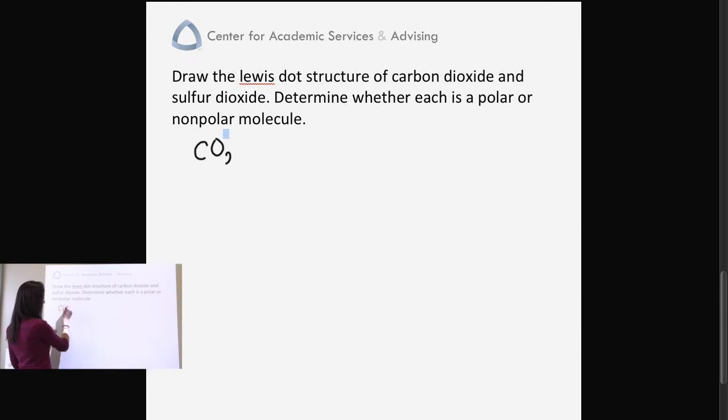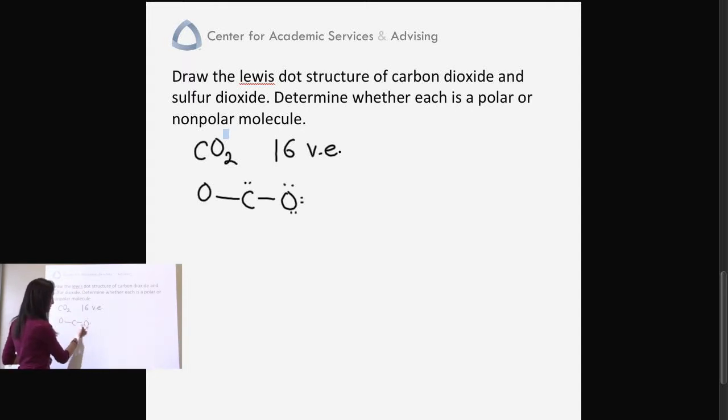So carbon dioxide, the way I do the Lewis dot structure is I start by adding up all the valence electrons in our structure. So carbon has 4 and each oxygen contributes 6. So we have a total of 16 valence electrons in our structure. The next step is to draw the central atom and connect all the atoms together and give everything a full octet.